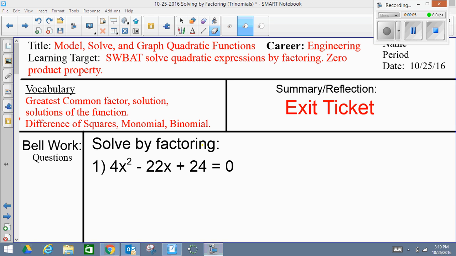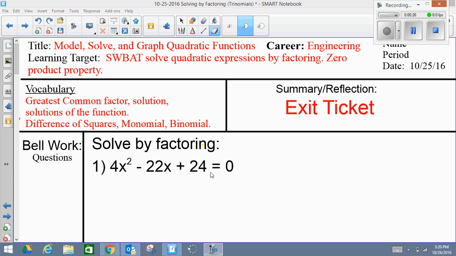Today we're not factoring, we're solving quadratic equations by factoring, like my title says. We're still using the zero product property. That's the property that we're using, but now we're going to move ahead. Before we did the difference of squares and greatest common factor. Now I can see that we have trinomials. So that's what we're going to do today.